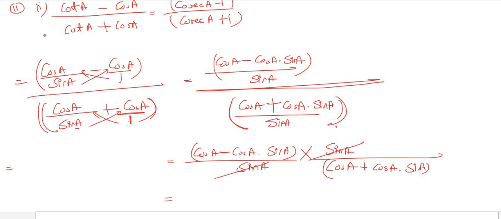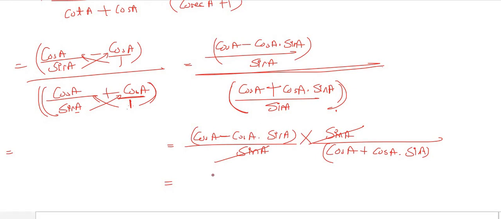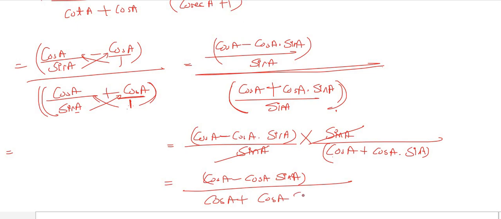And what will be left? So let me write down what is left here: cos A minus cos A sin A divided by cos A plus cos A sin A. Correct? Now what can we do?